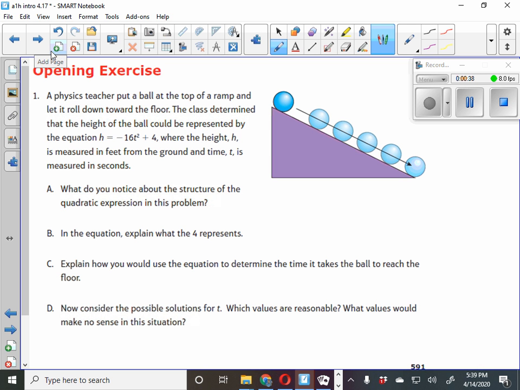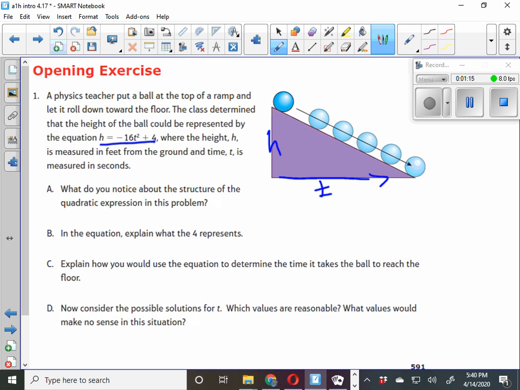A physics teacher put a ball on top of a ramp and let it roll down toward the floor. The class determined that the height of the ball could be represented by the equation h equals negative 16t squared plus 4. Now, obviously, we weren't there yet in terms of what that equation is, but we could figure that out. Where the height is measured in feet from the ground, this is h, and time is measured in seconds. So time is how long does it take to go this direction.